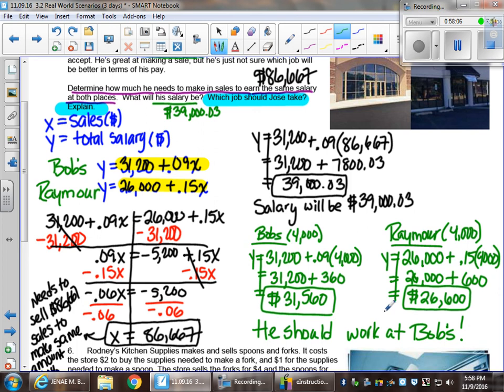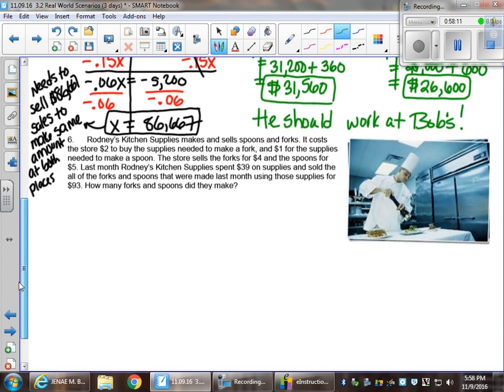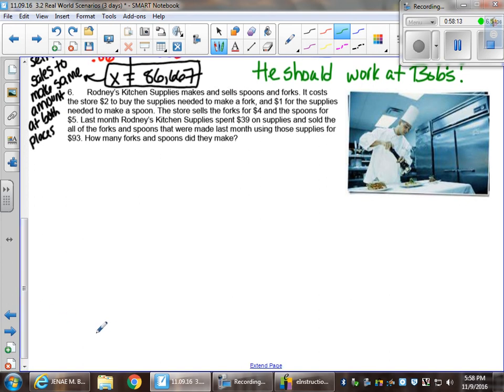One last one for the notes, number 6. Rodney's Kitchen Supplies makes and sells spoons and forks. It costs the store $2 to buy the supplies needed to make a fork, $1 for the supplies needed to make a spoon. The store sells the forks for $4 and the spoons for $5. Last month, Rodney's Kitchen Supplies spent $39 on supplies and sold all of the forks and spoons that were made last month using those supplies for $93. Whew, that's a mouthful. How many forks and spoons did they make?